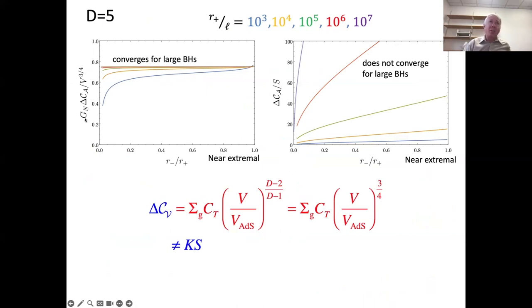So on this axis, I've plotted the action complexity in five dimensions divided by thermodynamic volume to the 3/4. If D is 5, you get 3 divided by 4 here. And we plot this as a function of various values of r plus in the different colors. Now, if this proportionality is right, as the black hole gets bigger, these lines should approach this constant. And indeed, they do. Whereas if you plot the same value divided by the entropy, there is no convergence at all. So it is clear that as the black hole gets bigger, as you go this way, we are getting convergence to this formula, but not to anything that looks like that.